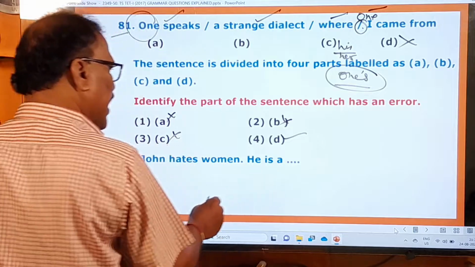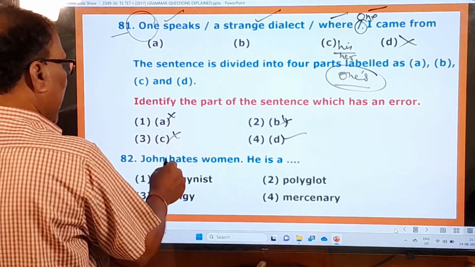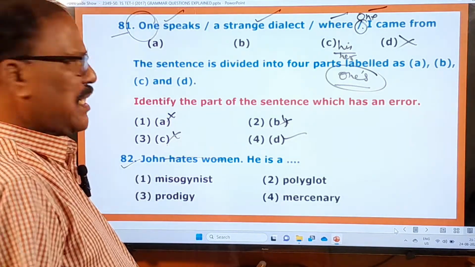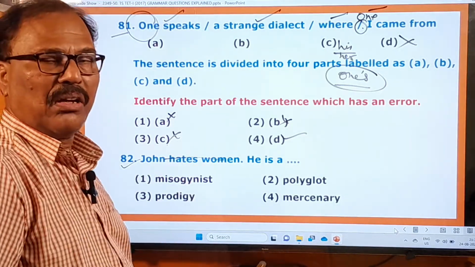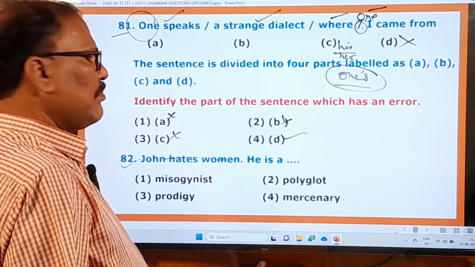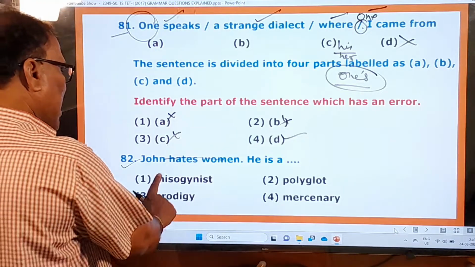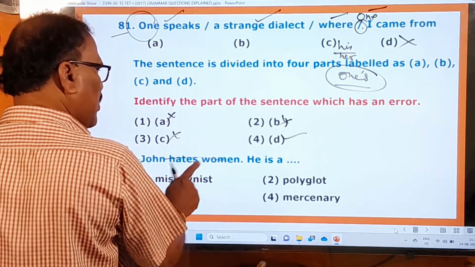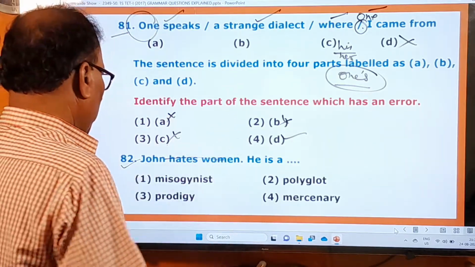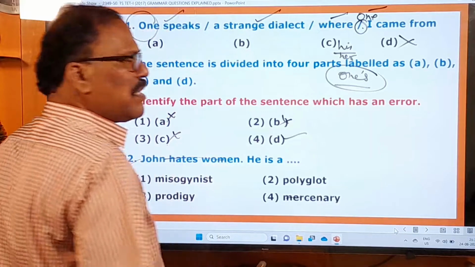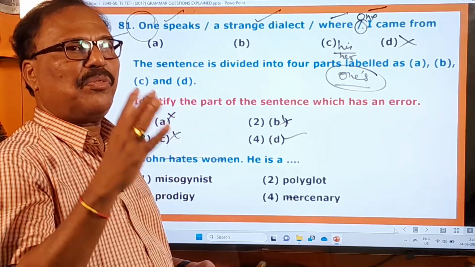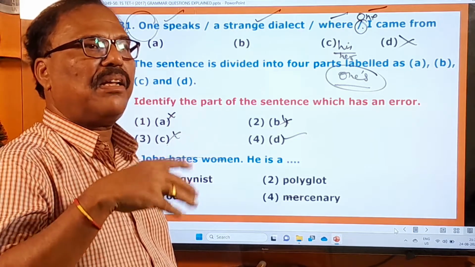John hates women. He is a hater of women, and such a person is called a misogynist. Misogynist. Gynecology, gynic means woman. Miso means hater, hating. So misogynist means hater of women. That's it. Polyglot means linguist, one who can speak many languages. Prodigy means a genius. Mercenary means especially a soldier hired to work for you, you can say in somebody's army.